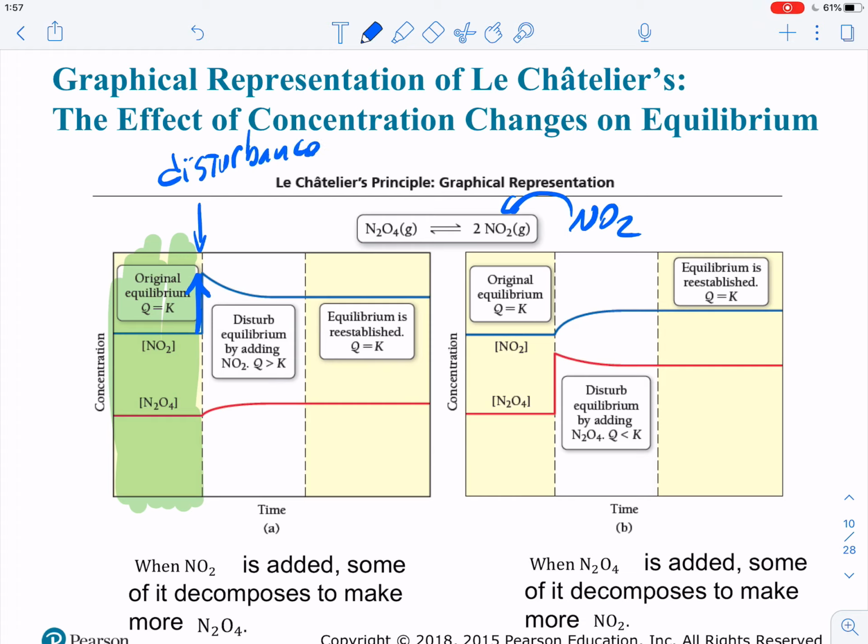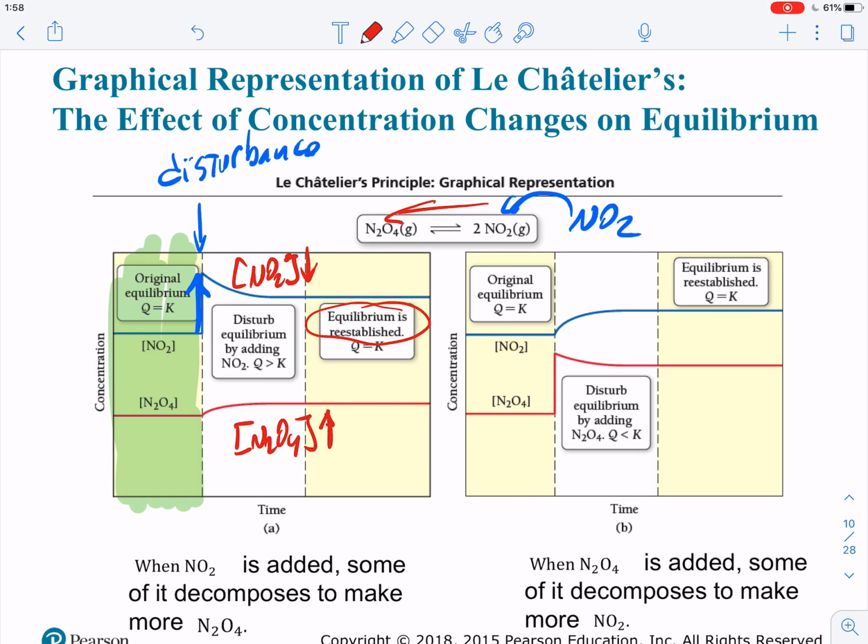So the equilibrium will shift away from that addition. It means the concentration of NO2 is decreasing, and the concentration of N2O4 is increasing. Okay, up to what point? Until the equilibrium is reestablished. So that's the meaning of these graphs.